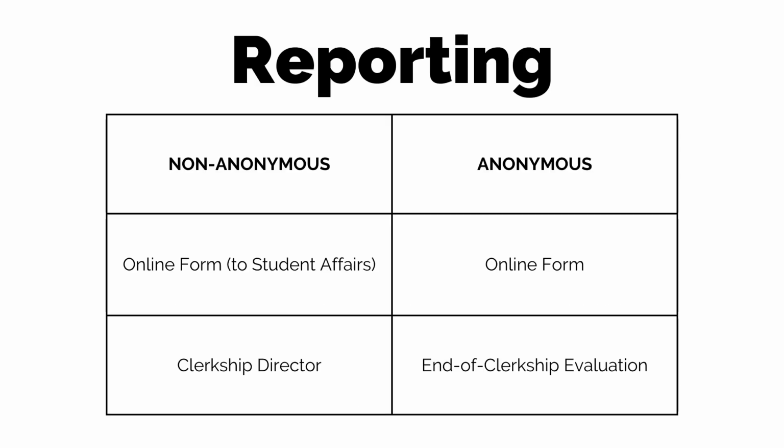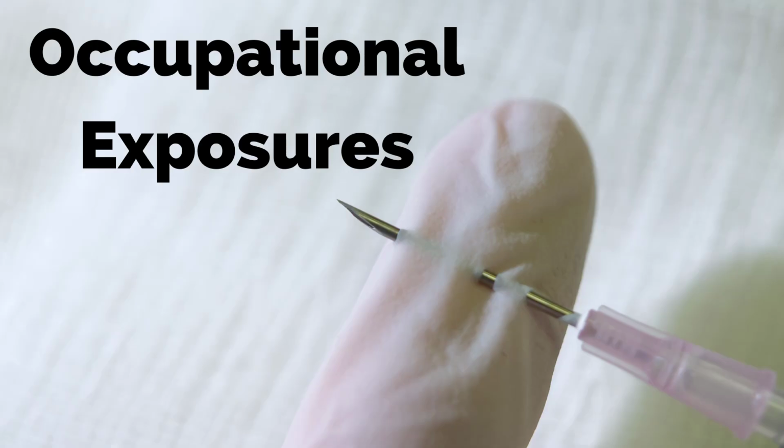This slide shows the most common ways that students can report mistreatment. There's an online form that goes to student affairs that students can use either anonymously or not. Students can report mistreatment to their clerkship director or anonymously on the end of clerkship evaluation form. All reports are investigated thoroughly and in a manner that protects students from possible retaliation. For example, our school might wait until after a student had finished their clerkship and received their grade before investigating a report of mistreatment.